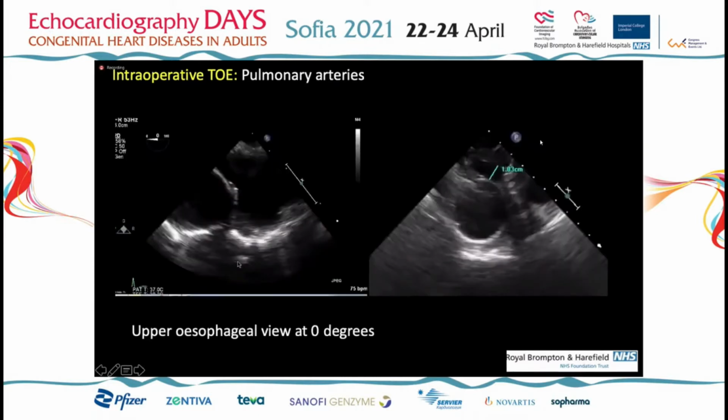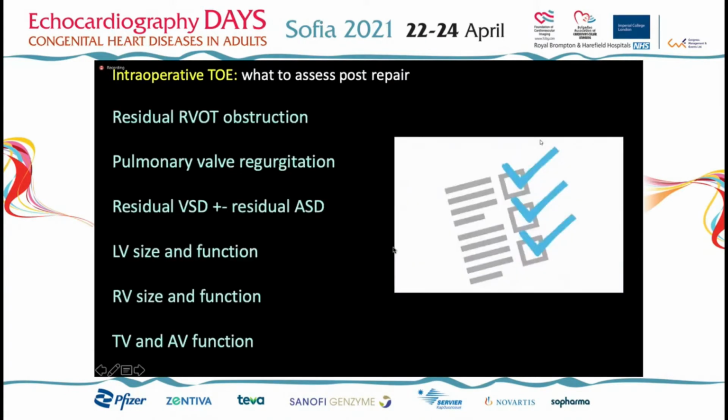And this is an example of an upper esophageal view of the main pulmonary artery with the right pulmonary artery, but we don't see the left pulmonary artery. And this is not the case with a small right pulmonary artery that we could catch here, but we don't see very well the main pulmonary artery or the left. So these things have to be assessed preoperatively.